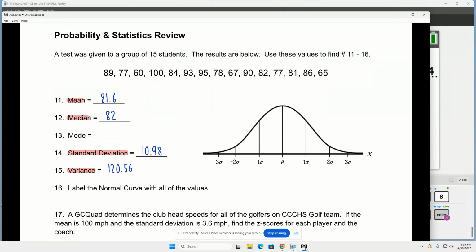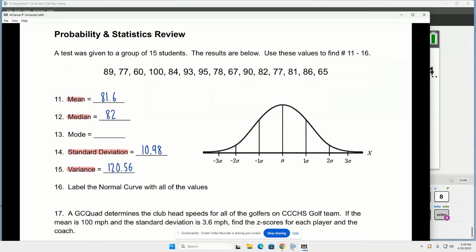So, my mode. That's the only thing that's not there. Remember, mode is the most often occurring. So, here's how we do this. Look at all your numbers. Is there another 89? No. Is there another 77? Yeah, there's a 77 here. There's a 77 there. You see any more? No. Is there another 60? No. Is there another 100? No. Is there another 84? No. 93? No. 95? No.